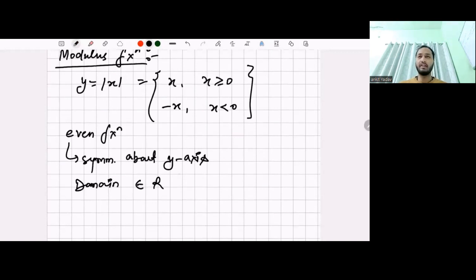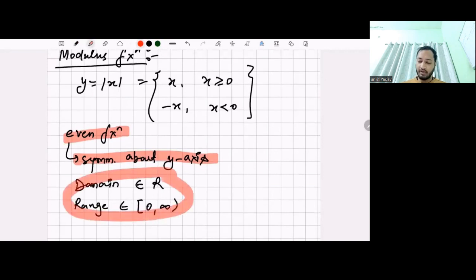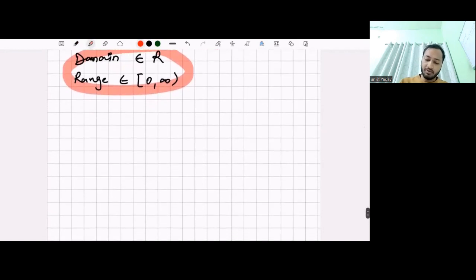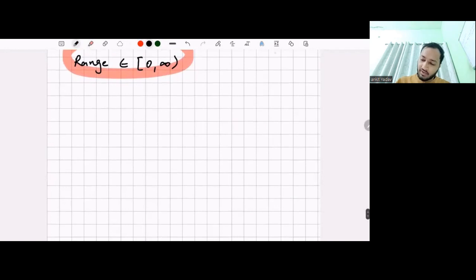Now the domain of the function is real numbers, any number you can put, and the range of the function belongs to 0 to infinity. So by looking at these conditions, you can see that it's an even function, symmetric about the y-axis, and the domain and range are this. So you can plot the graph, you can try for yourself by pausing the video here only, or you can have a look as we are making the graph.